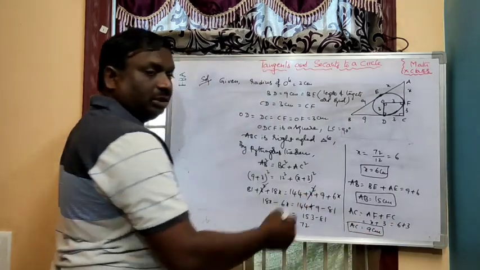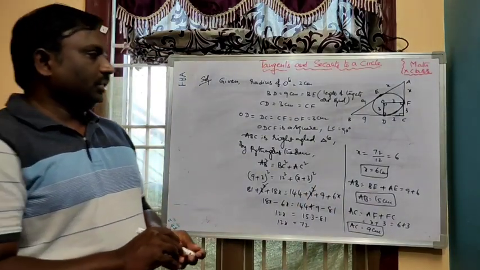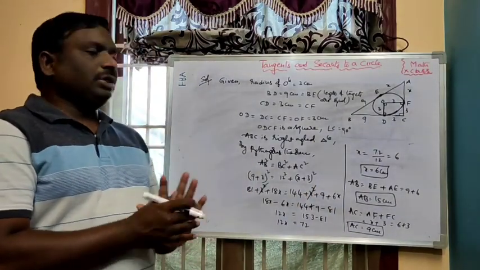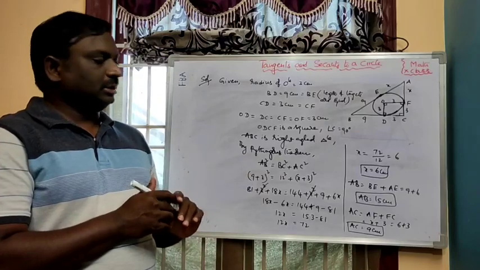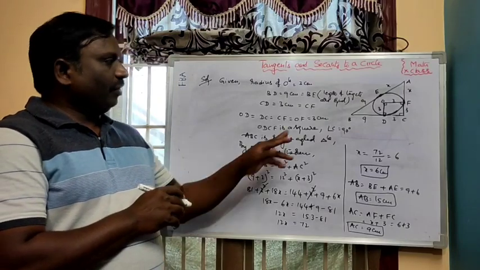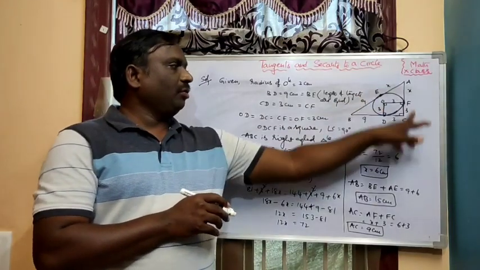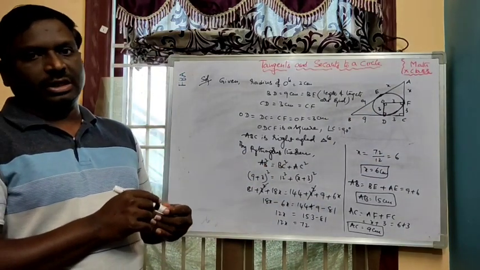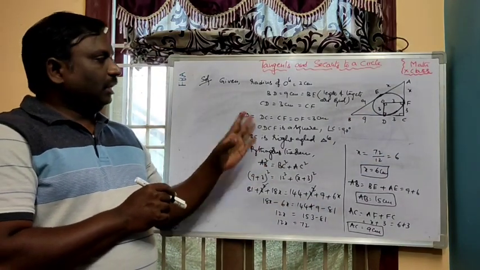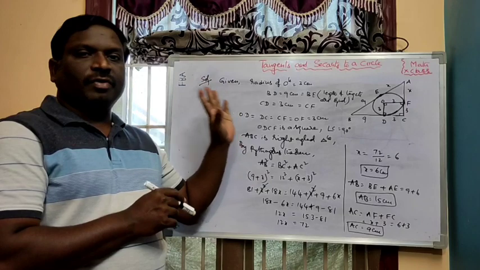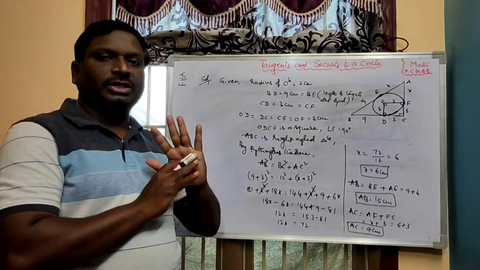So those two values they are asking to find in the question. These are the questions from this exercise: how to find the total length of AB and the total length of AC. Lengths of tangents drawn from an external point to the circle are always equal.